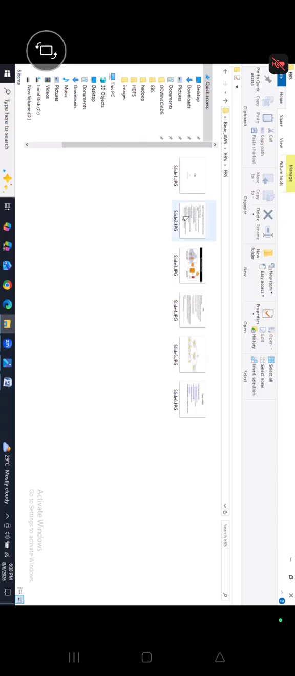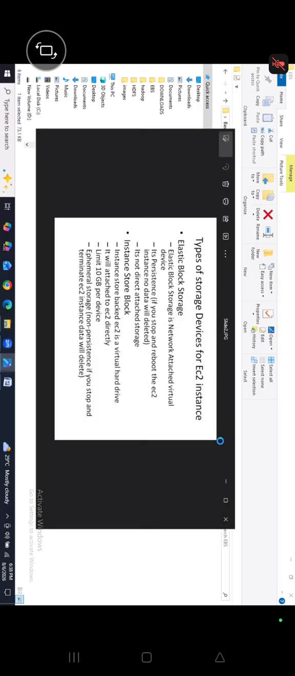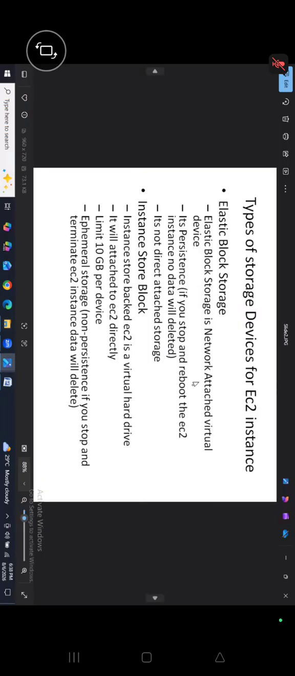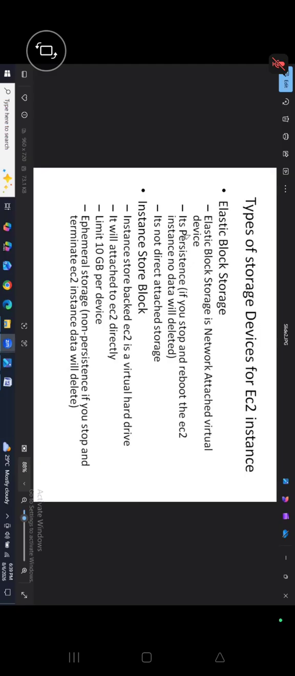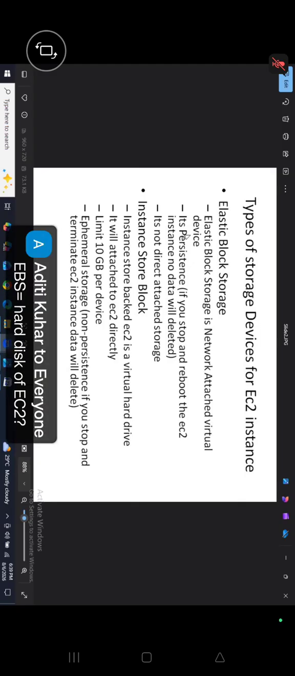So let's see here. Coming to EC2. EC2 is our computer machine, a virtual machine, right? EC2 has two different types of storage. One is EBS, another one is instance store block. Instance store block, nowadays no one is using. It's a very old one, right? Most people use elastic block storage, the EBS volume only. Right, guys? So what is EBS? Elastic block storage, full form.